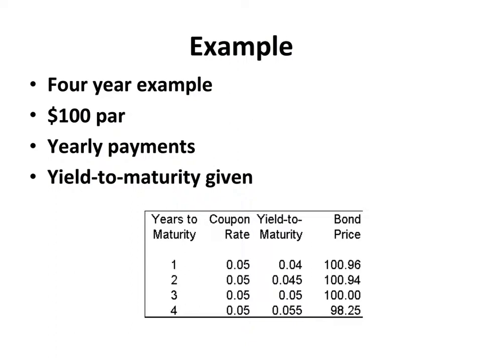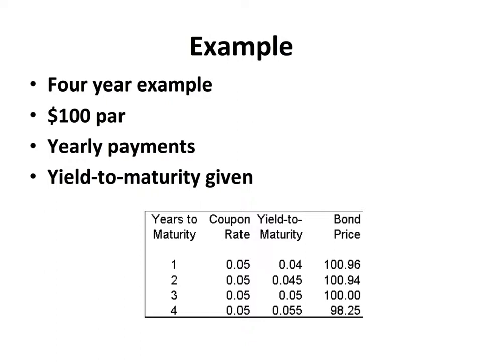The first bond has a maturity in 1 year. Second one 2 years. Third one 3 years. Fourth one 4 years. All of these bonds have a 5% coupon rate, and you can see the yield to maturities listed there. Our yield to maturity on our 1-year bond is 4%, 4.5% for 2 years, 5% for 3, 5.5% for 4. This is giving us our typical yield to maturity curve that's increasing over time.